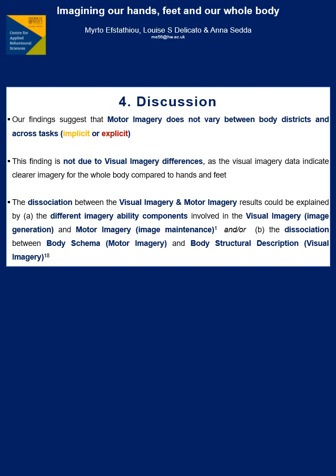Now, the different results across visual imagery and motor imagery could be related to the imagery ability component, for example, in visual imagery, which is involved in image generation, and motor imagery, which is involved in maintaining an image in one's mind. A different explanation could be the dissociation between body schema, which are online sensorimotor representations based on afferent and efferent information, and here represented through the motor imagery tasks, and body structural descriptions, which are described as the visuospatial body maps which are necessary to provide structural descriptions of the relationships among our body parts, here represented through the visual imagery tasks.